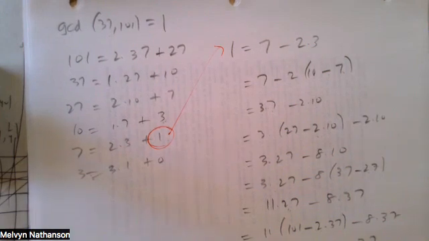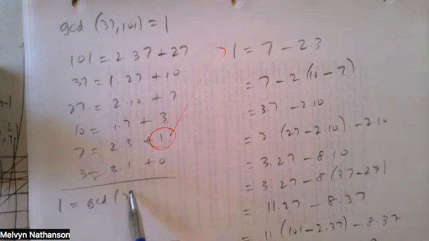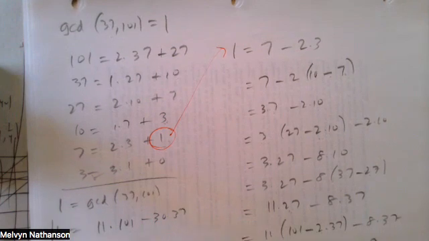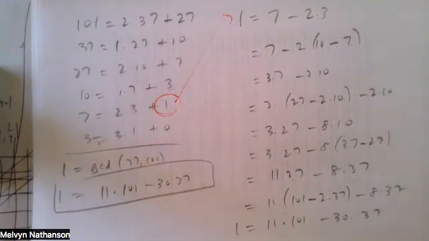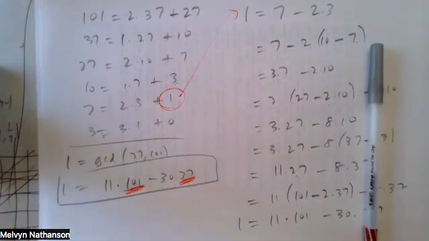So if I've done the arithmetic correctly, and I don't know if I did, so I'll have to come back and check. But this says that 1, which is the GCD of 37 and 101, is 11 times 101 minus 30 times 37. So I've expressed the number 1 as some linear combination of 101 and 37.